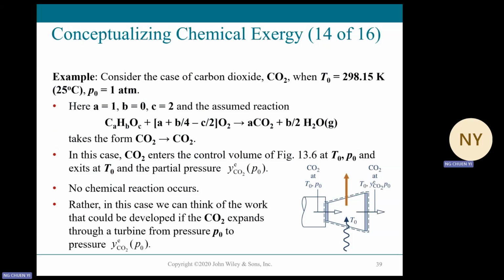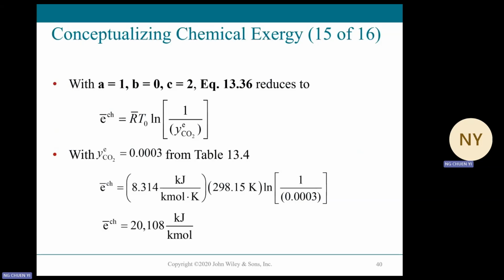Then to finish up, let's look at a unique case, which is carbon dioxide CO2 gas at 25 degrees Celsius and 1 atm. Because CO2 is fully burned, it cannot catch fire or react anymore. For this gas, our numbers are a equal to 1, b equal to 0, and c equal to 2. When you plug this into the master equation, the chemical reaction terms cancel out to 0, leaving just the expansion log part.